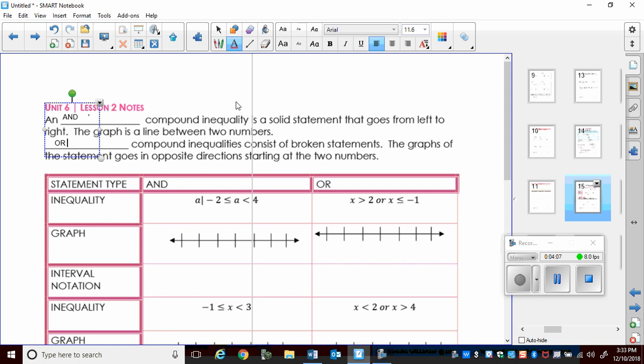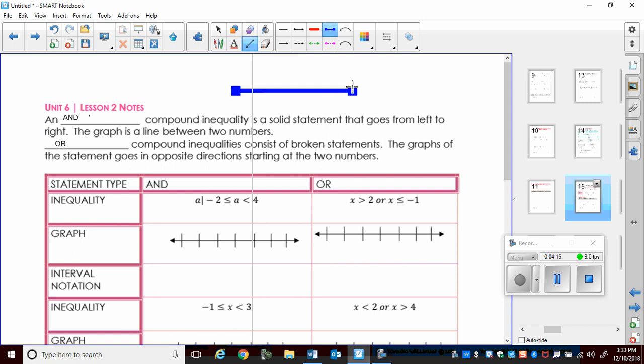The and compound inequality is a solid statement that goes from left to right, and the graph is a line between 2 numbers. The way I know I'm looking at an and statement looks something like this. You have 2 numbers, let's say 2 and 5. Then all the numbers in between are your x's. And we can create an inequality. Since it's filled in, 2 is less than or equal to x, which is less than or equal to 5.